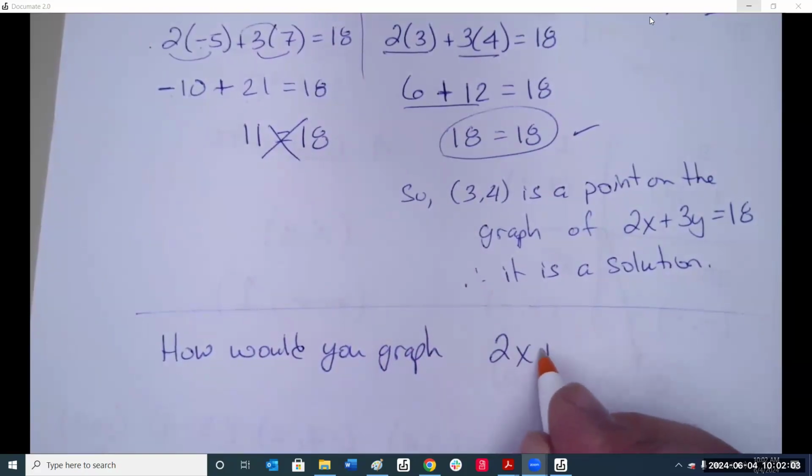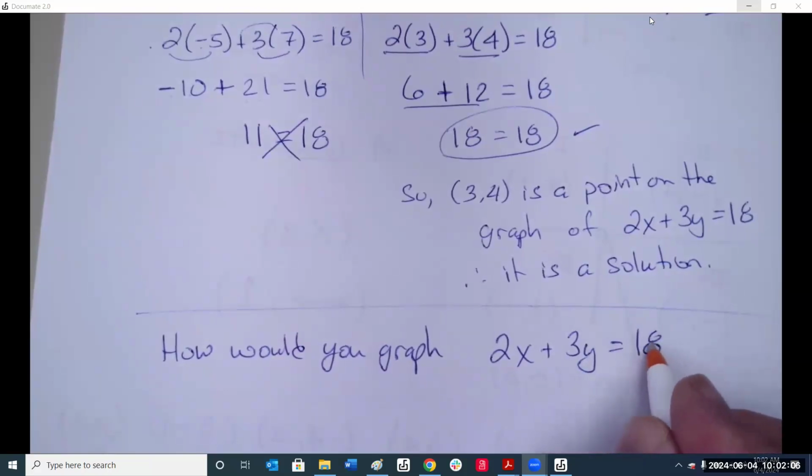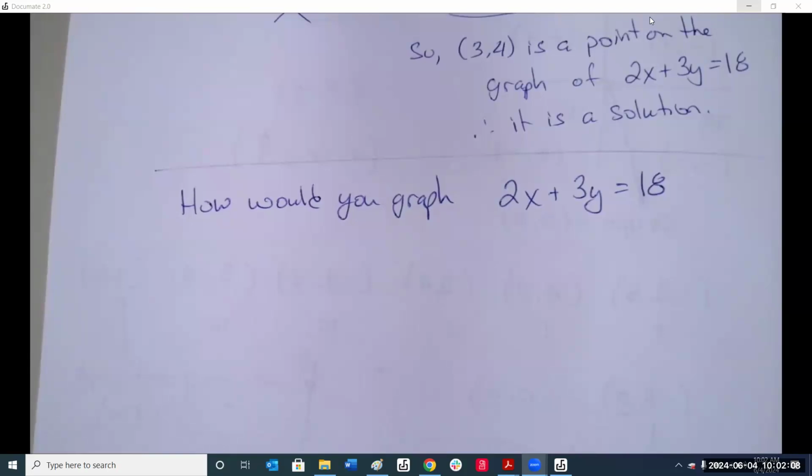How would you graph this equation? Yes, but there's more than one way to skin a cat. But that's one of the ways, yes. What you're saying is solving for y first and then going from there. But looking at this equation, what can you tell me about it? What kind of graph is it going to be? What kind of equation is it?